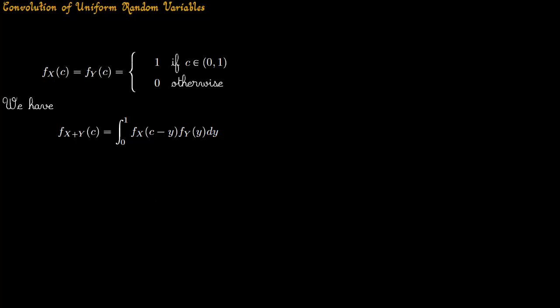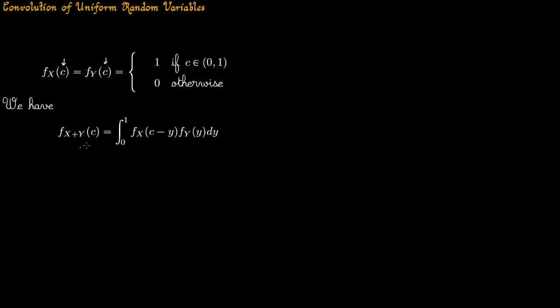Let us now give an example of convolution. So we are going to talk about convolution of uniform random variables. So x and y are uniform random variables, so their density function is, say, f of x is the same as f of y, takes on value 1 if this c right here lies in the interval 0 to 1, and it is 0 outside this interval.